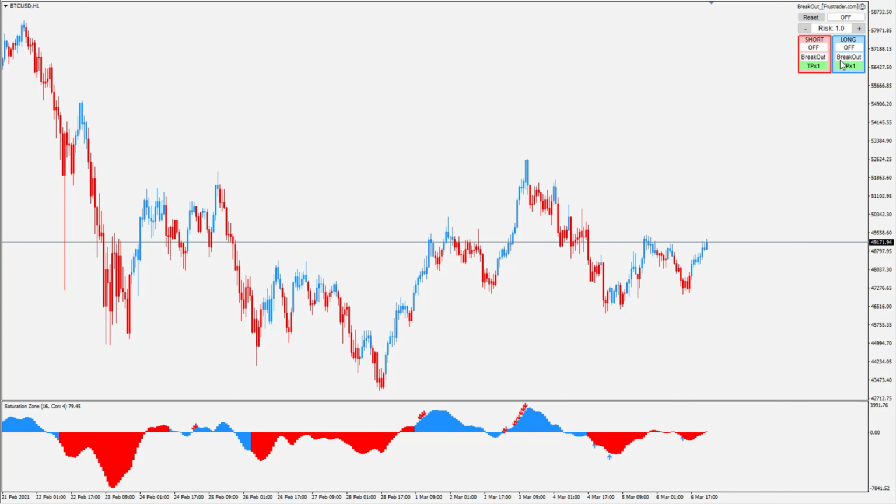Here are 2 boxes for long and short setup. Both are individually functional. In other words, you can set different execution modes, confirmation mode, and take profit setup for each.